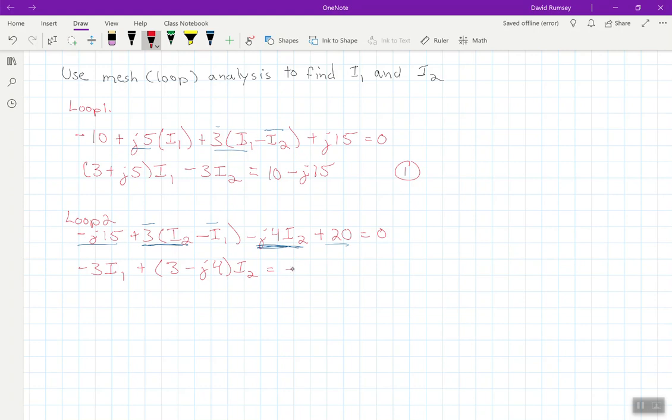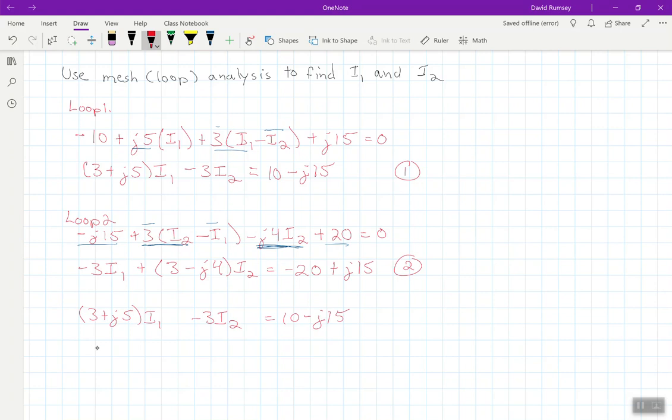So I'd have minus 20 plus J15. So this would be my second equation. Now this is where it looks like things would be kind of nasty, because what do I end up having really? What I have here is (3 plus J5) I1 minus 3 I2 is equal to 10 minus J15.